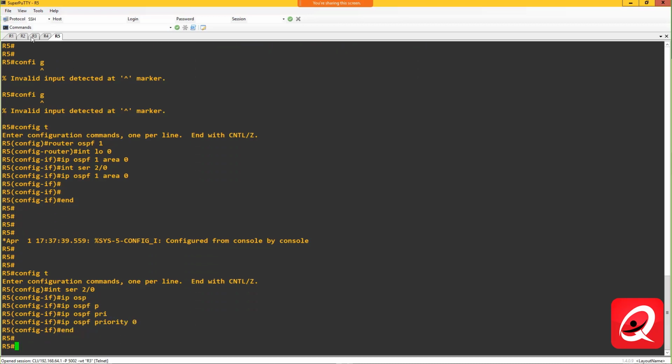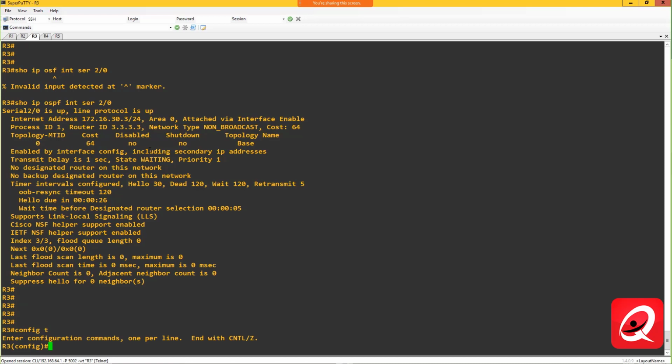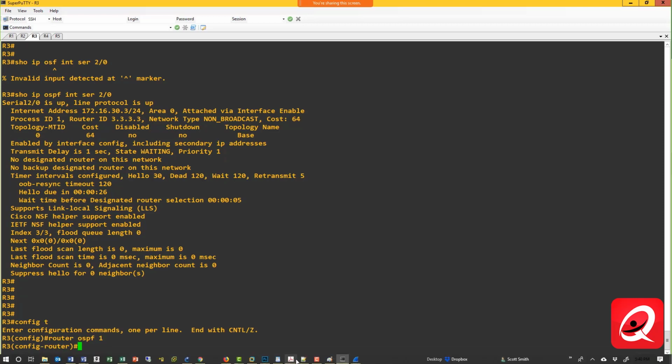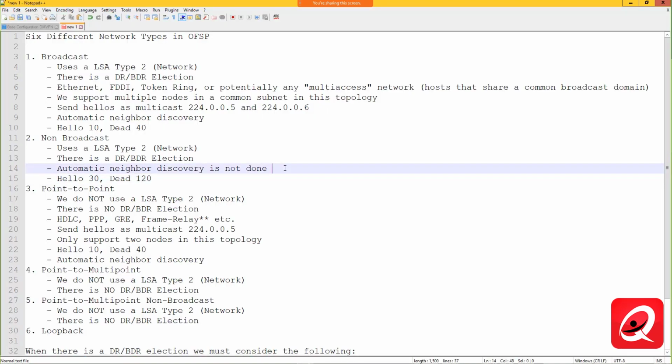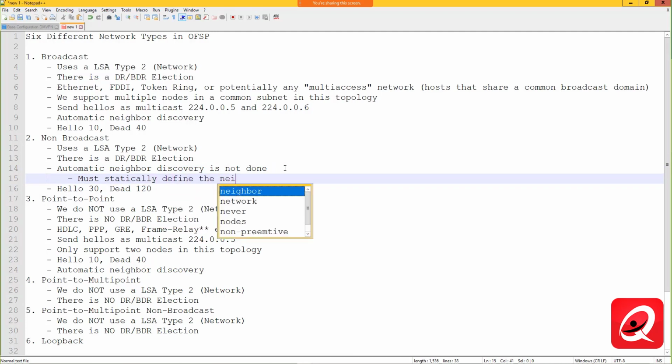Okay? So that would fix at least the situation where we have to have a specific router acting as the DR. The next step, though, is that because there's no automatic neighbor discovery, we have to statically define our neighbors. So I'm going to go into my OSPF process. Actually, let me go to my notes first. No automatic neighbor discovery. You must statically define the neighbors.